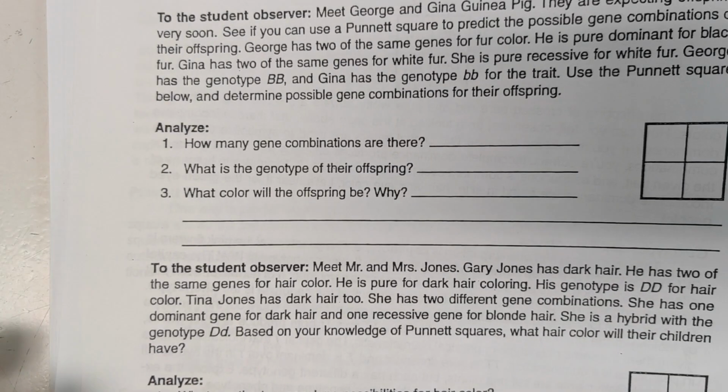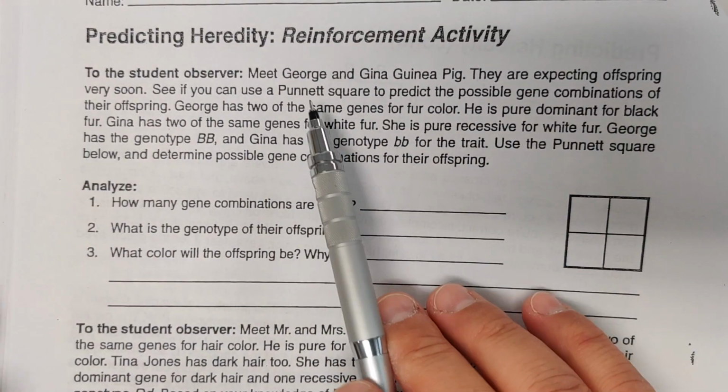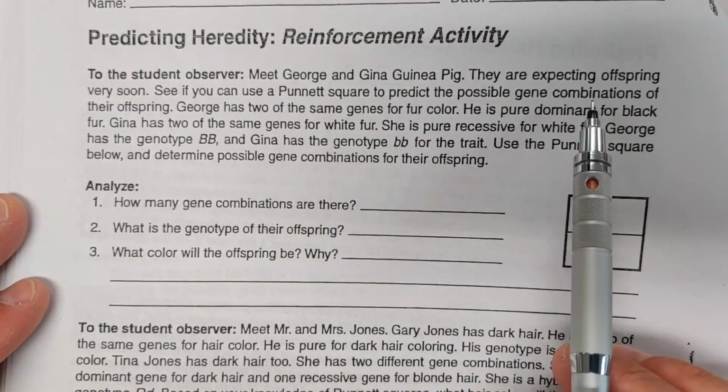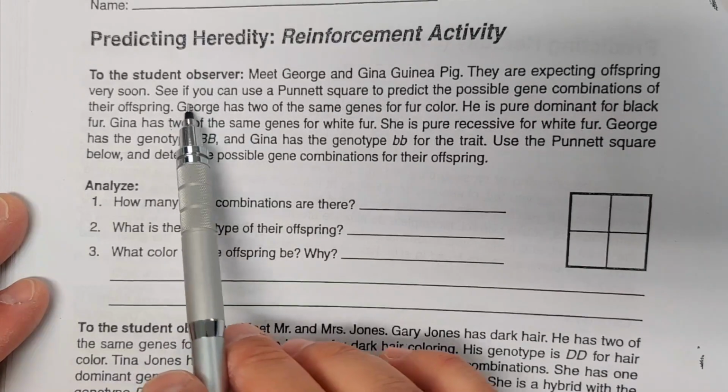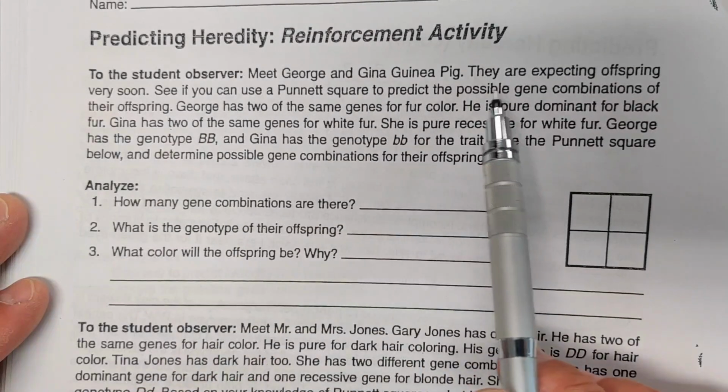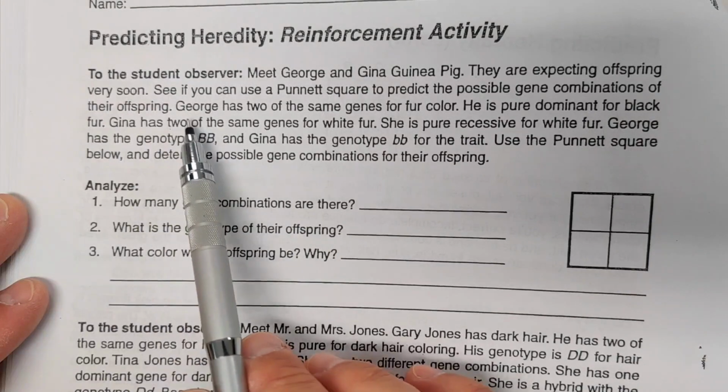So, let's take a look at the work that you have to do on this. Meet George and Gina guinea pig. They are expecting offspring very soon. See if you can use a Punnett square to predict the possible gene combinations of their offspring.